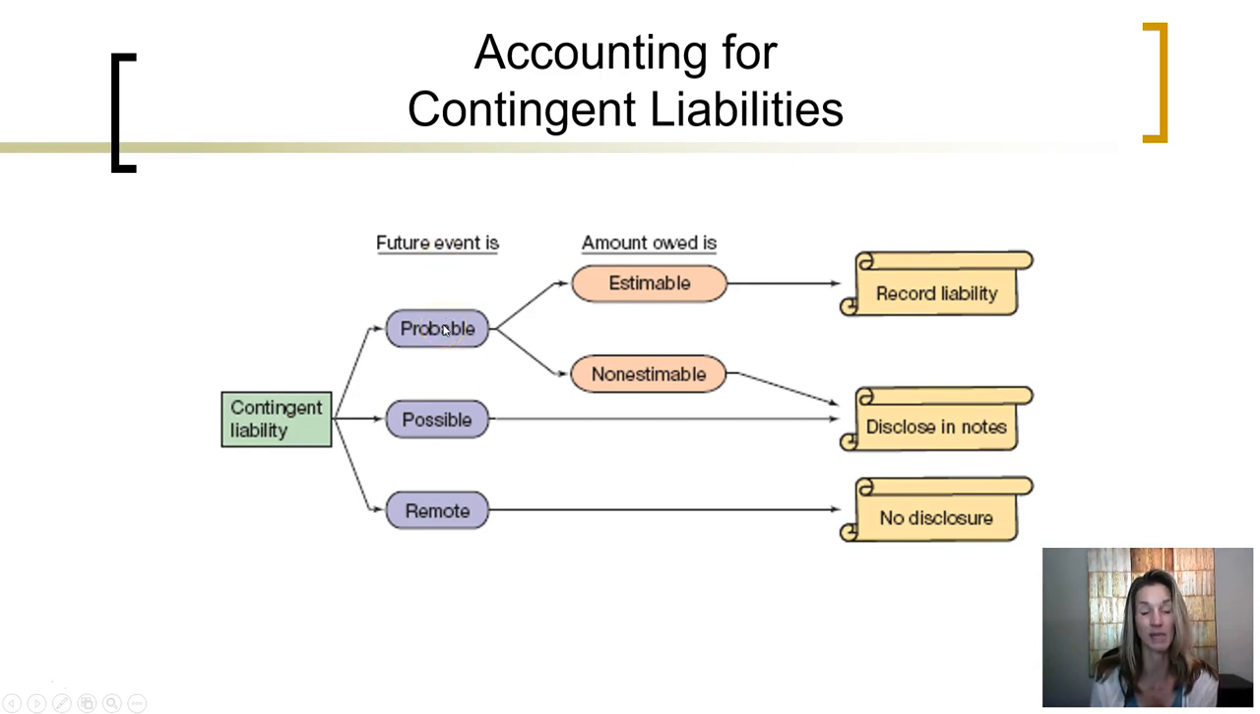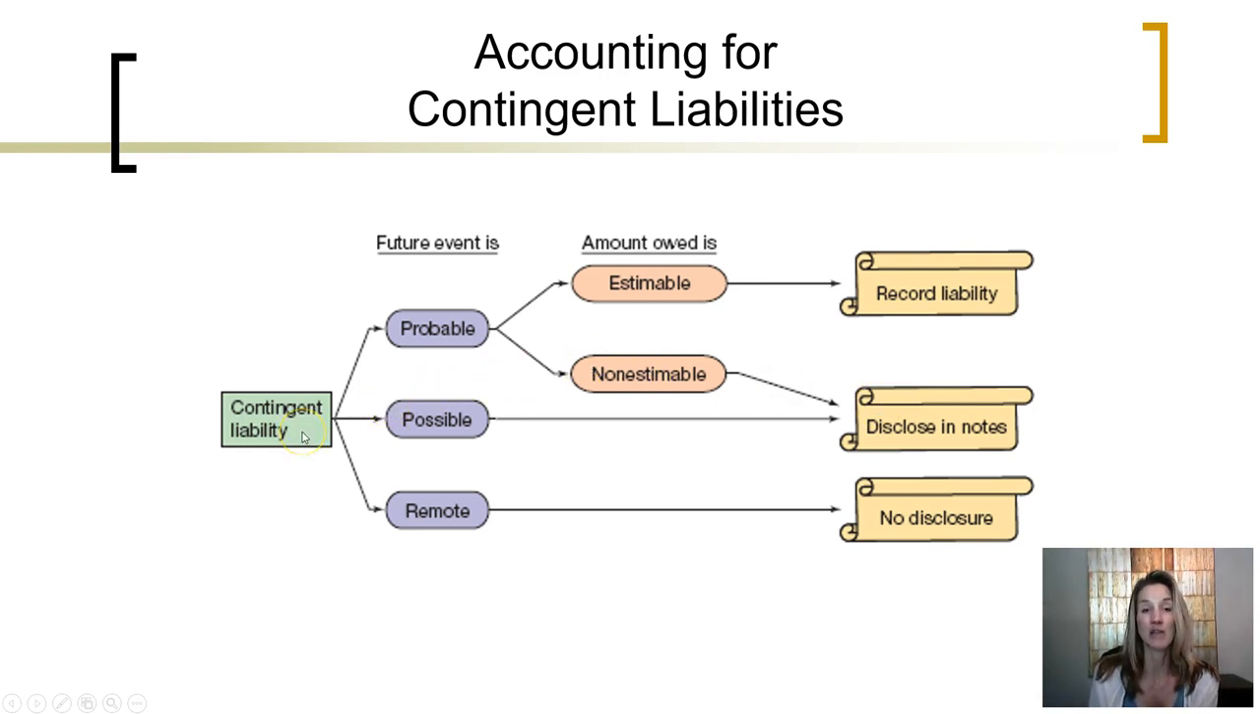brought against the company, but the amount that is going to arise due to the lawsuit cannot be reasonably estimated. Because it cannot be estimated, there's really no way to record a liability. So generally accepted accounting principles require us to disclose the contingent liability in the notes to the financial statements.